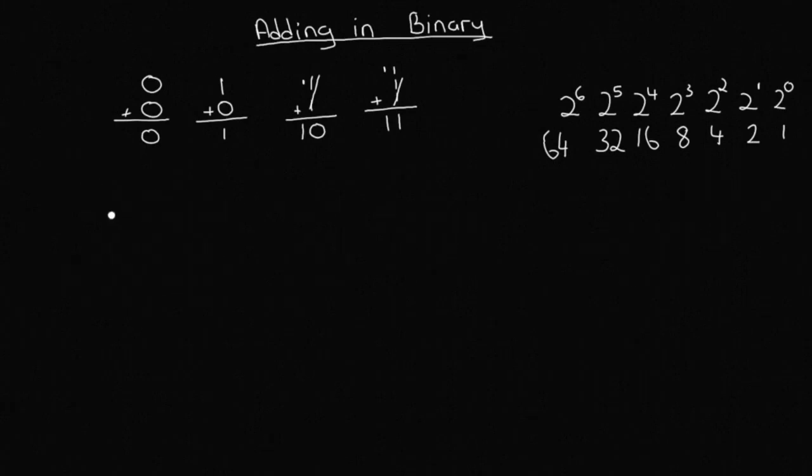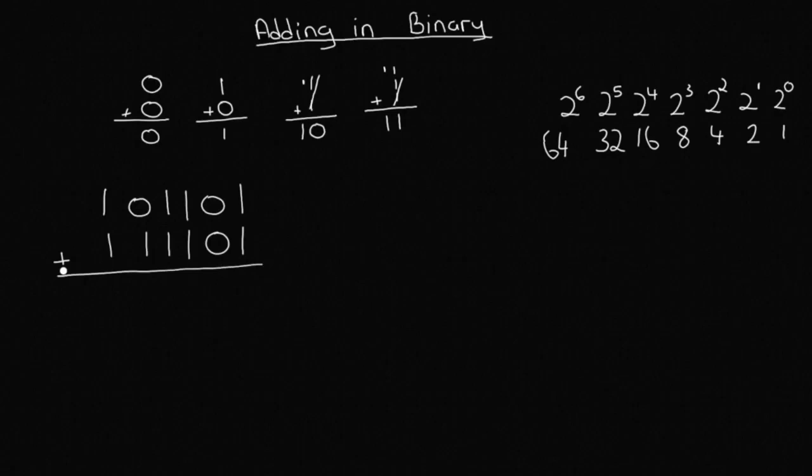So this is the final example that we're going to go through. This one's going to be a little bit more difficult. Our number is going to be 1, 0, 1, 1, 0, 1, and the number that we want to add to it will be 1, 1, 1, 1, 0, 1.